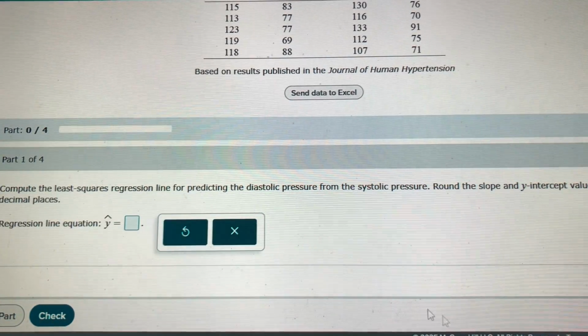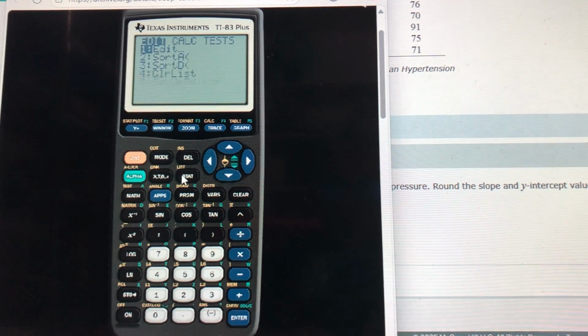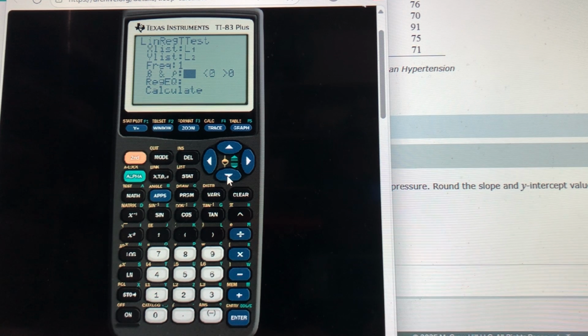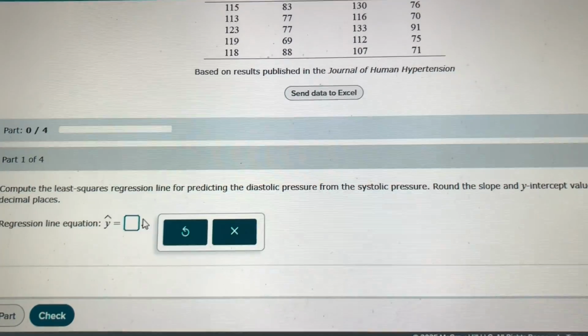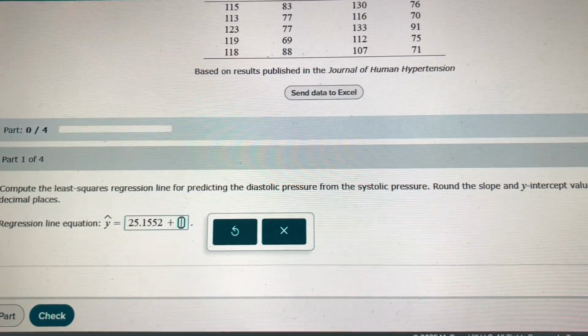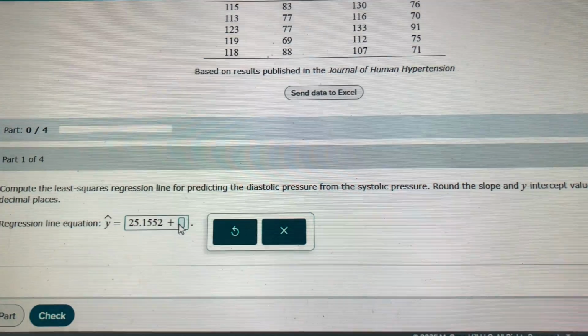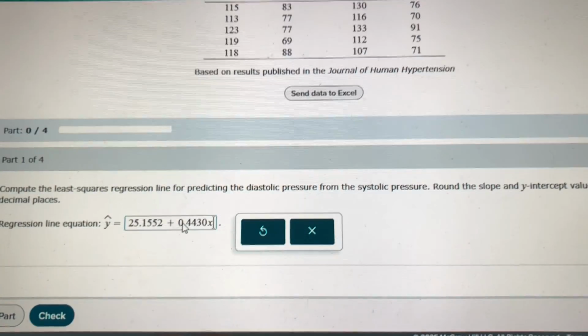Okay, they want the linear regression line. Stat, test, up arrow to the LinRegTTest, go down and hit calculate, and look for the A and the B. The A is already visible, down arrow wants to see B. So the equation is going to be 4 decimals, 25.1552. Make this one become a 2 because of the 8. 25.1552 plus, now grab the B, 0.4430 x.